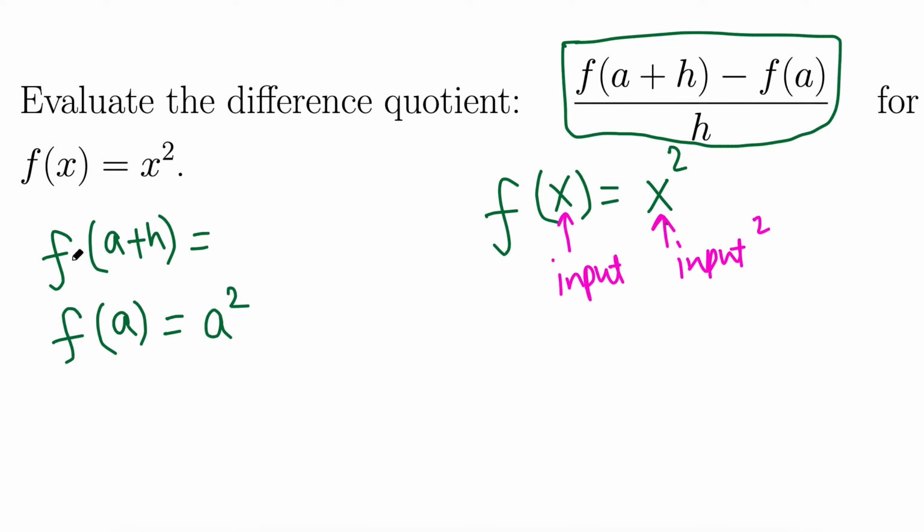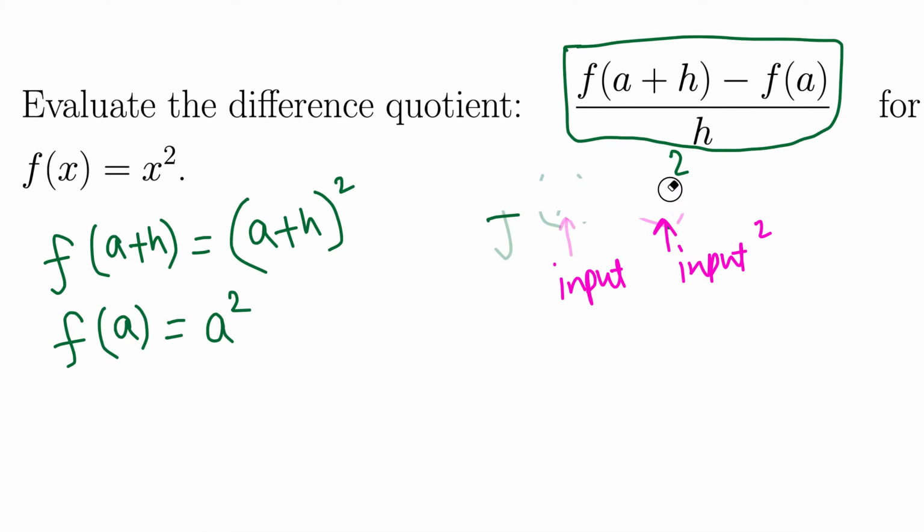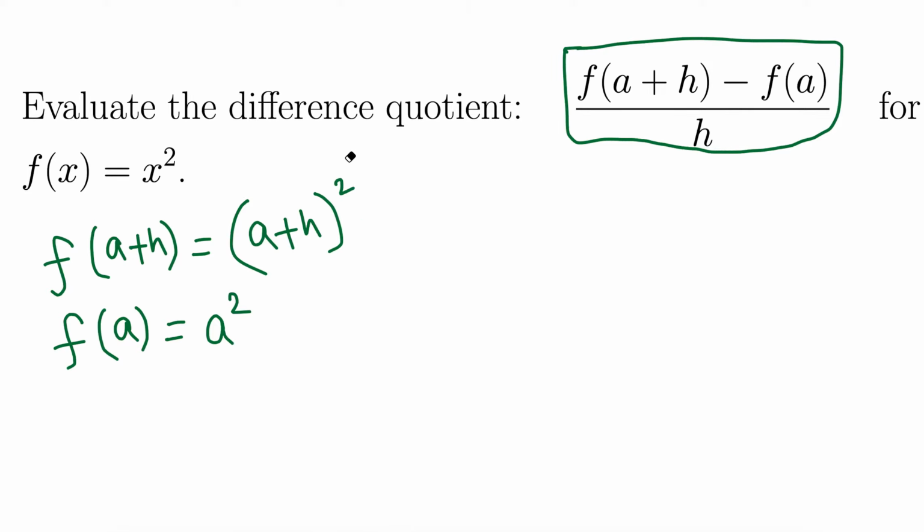How about here? Our input is now a plus h, the quantity. So when we have f of input equals input squared, this will be the quantity squared. What is hidden here is this parenthesis around x. We don't write that, but that's there. Now we need to simplify (a plus h) squared for further work, because we need to subtract and divide by h. Let's do it. (a plus h) squared is not simply a squared plus h squared.